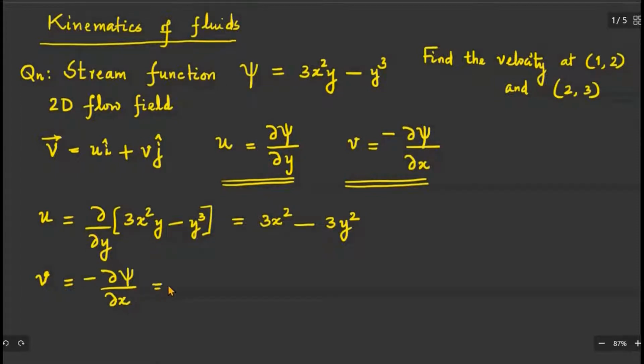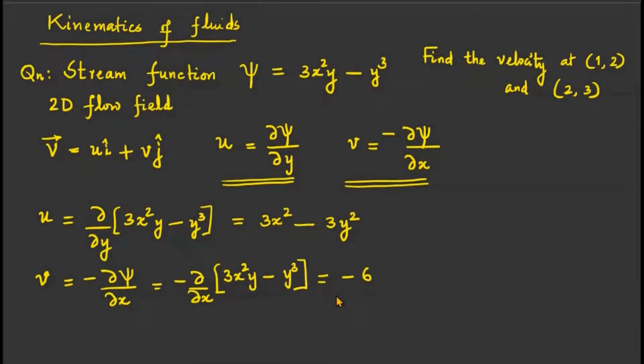So that is minus del by del x of 3x squared y minus y cube. What is that with respect to x when you differentiate? But remember, there is a negative sign in front of that. So with respect to x, we get 3 into x squared, the derivative of x squared is 2x. So 3 into 2x, y is a constant, and the second part is 0. We get just minus 6xy.